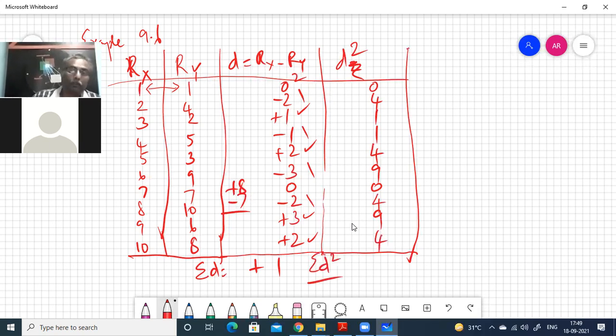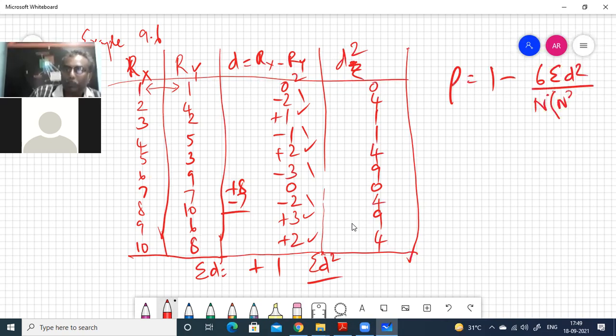Now you'll have to find out rho. What is the formula for rho? 1 minus 6 into sigma D squared divided by n into n squared minus 1. What is n? 1, 2, 3, 4, 5, 6, 7, 8, 9, 10. So n is equal to 10 here.